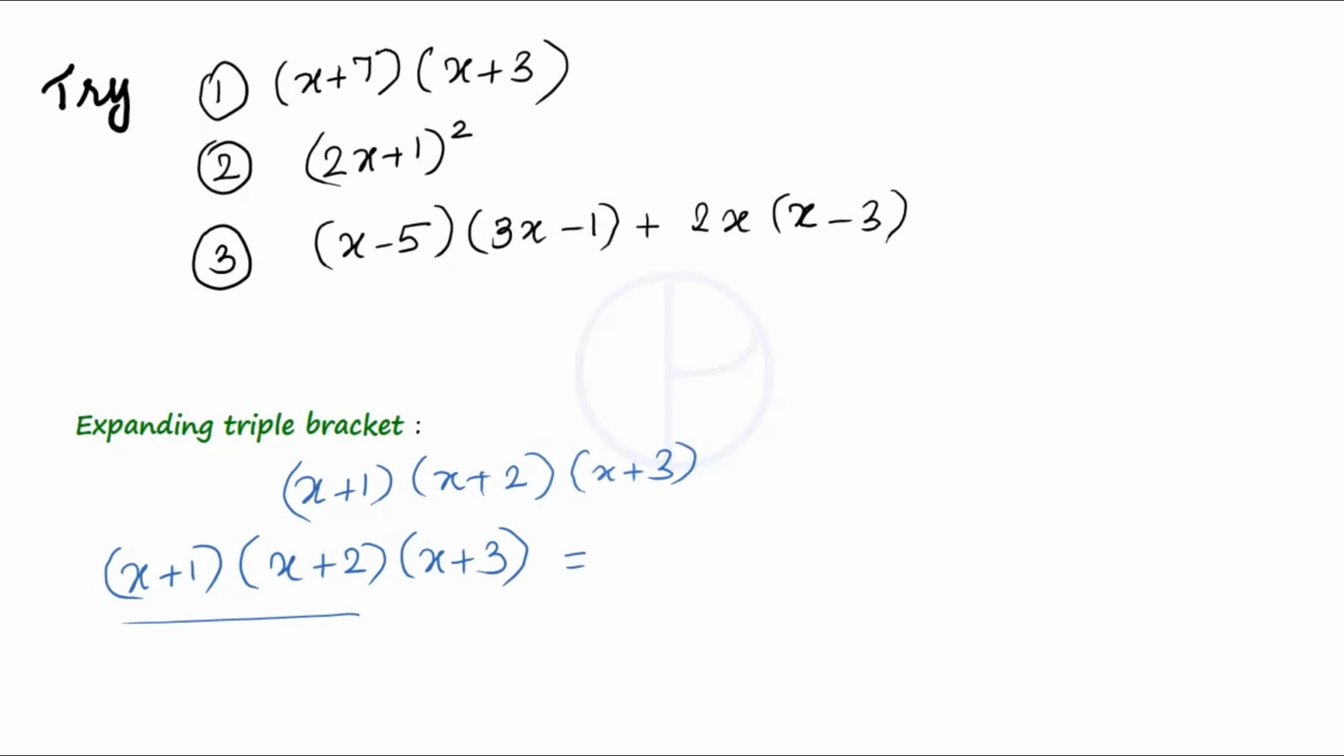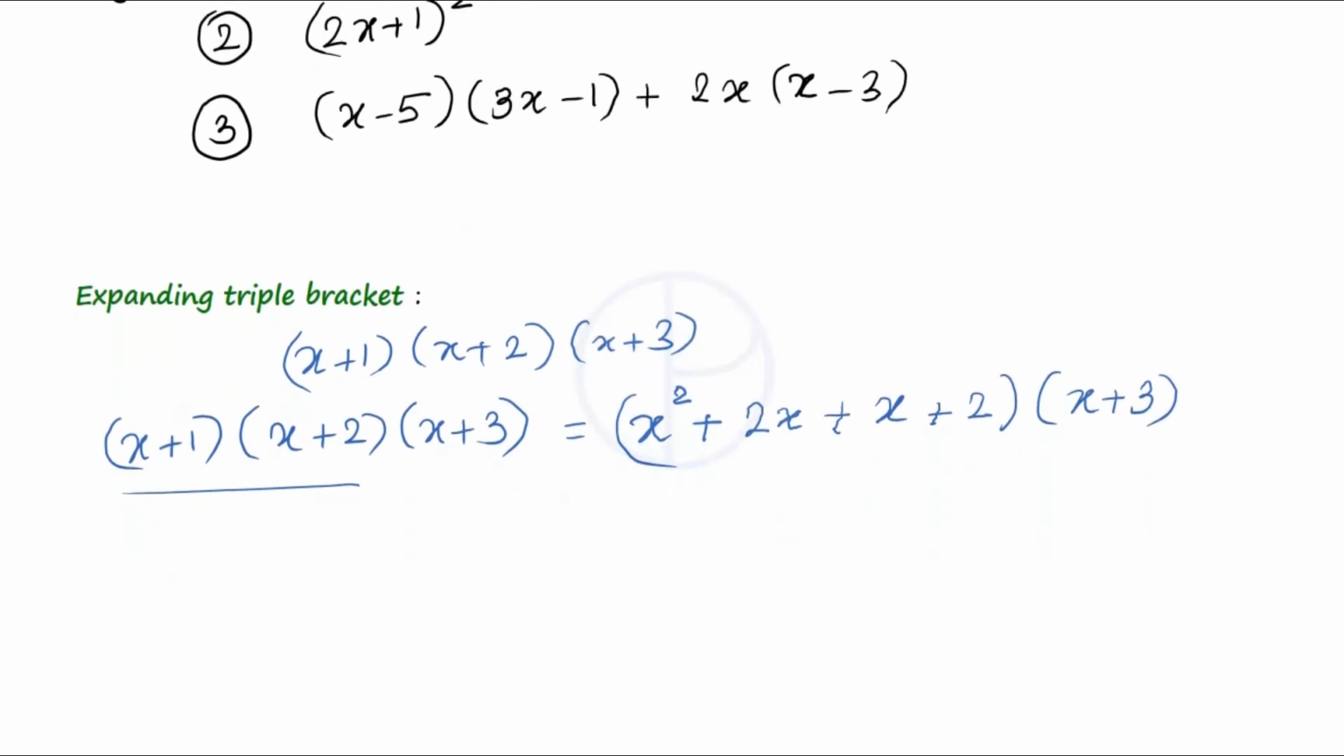Let's multiply these two. First term, so x multiplied by x is x squared, plus outer term x multiplied by 2 is 2x, plus inner term 1 multiplied by x is x, plus the last term 1 multiplied by 2, which is 2. Now let's simplify this one. x squared plus 3x plus 2.